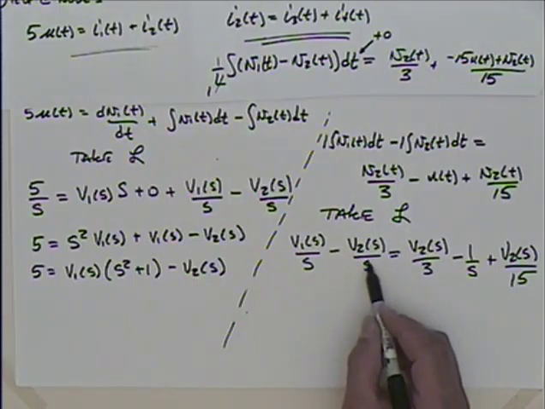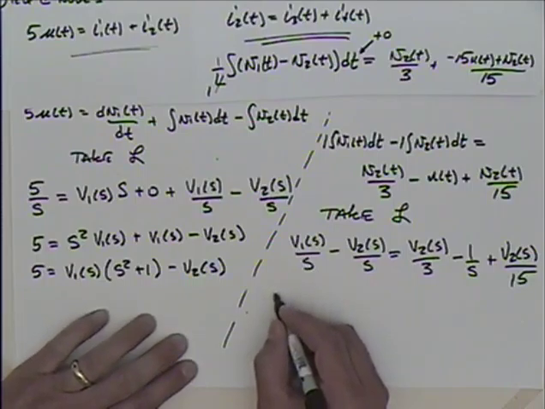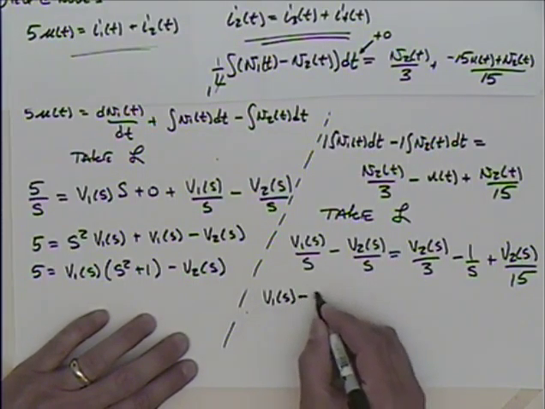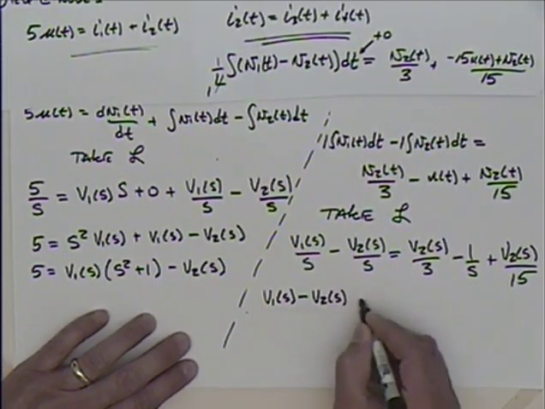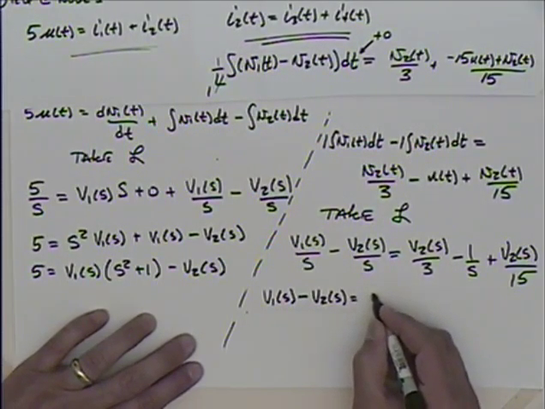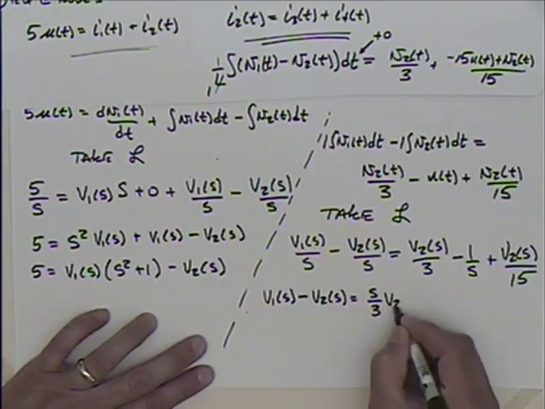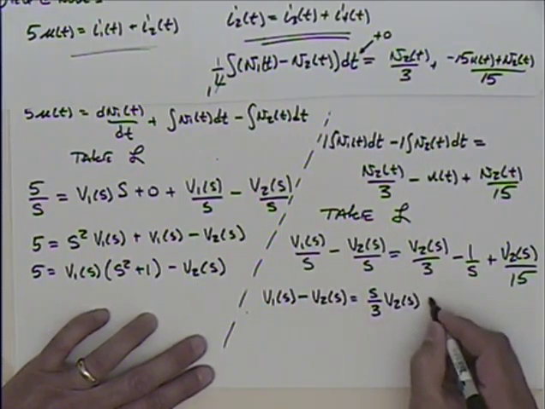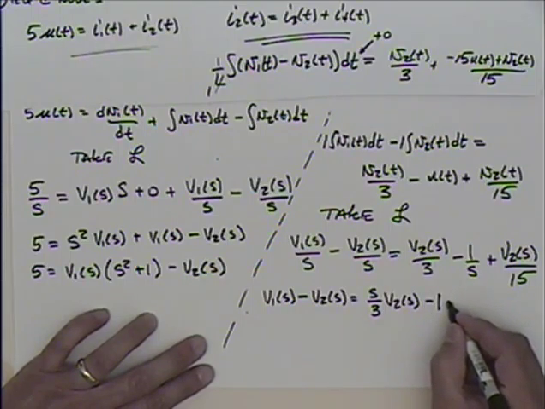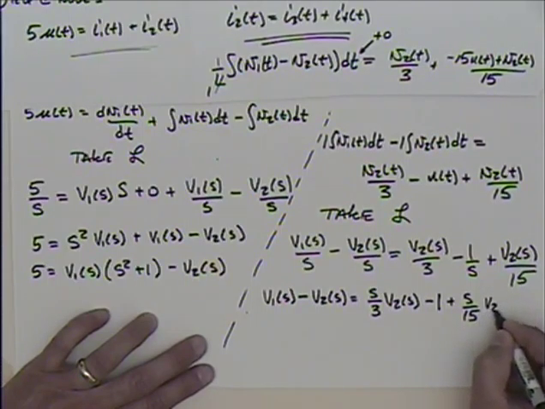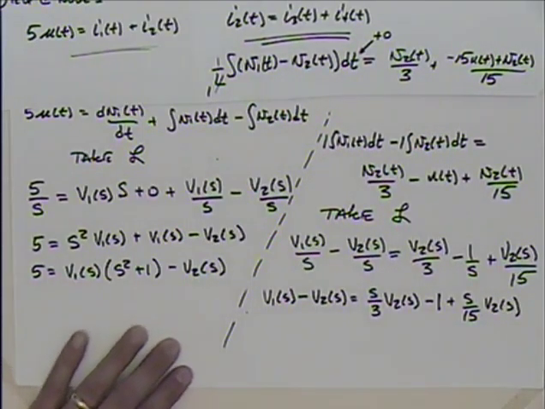If I subtracted, when I multiply both sides by s, I could say that I have V1 in the s domain minus V2 in the s domain is equal to s over 3 times V2 in the s domain minus 1 plus s over 15 times V2 in the s domain. Okay with that?